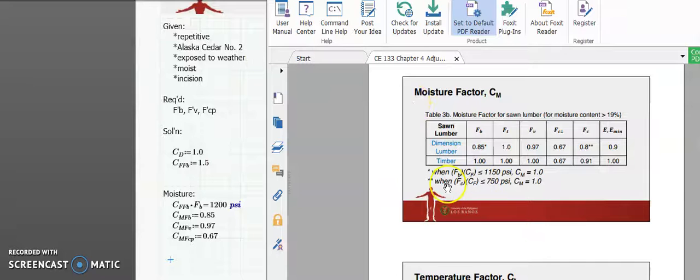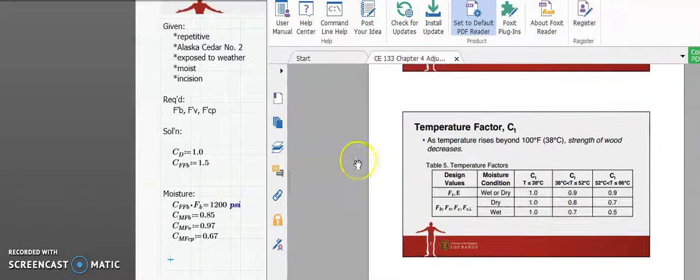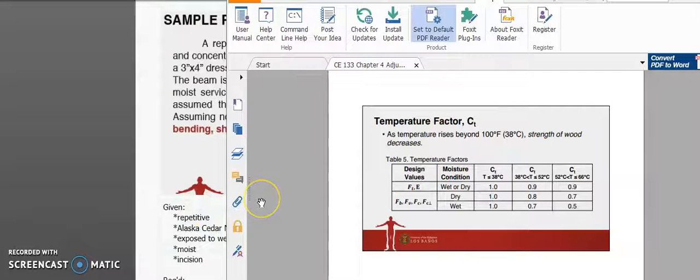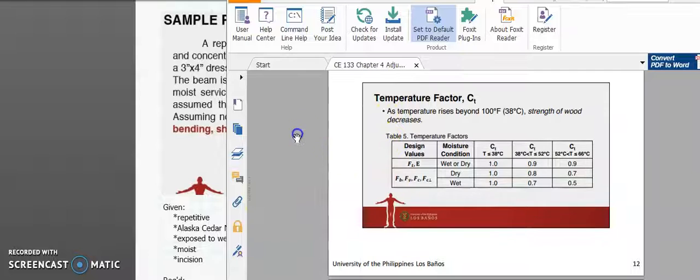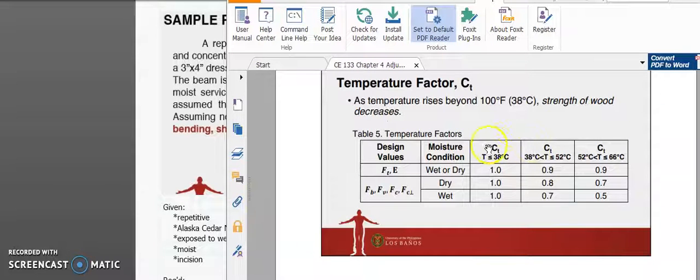Okay, next, temperature factor. Since nothing is said of the temperature conditions, we have to assume that normal temperature conditions occur. So we will consider this column here, less than or equal to 38 degrees Celsius. But it's already mentioned that the moisture condition is wet, and therefore we will use this one here. But in any case, it's all CT equals 1.